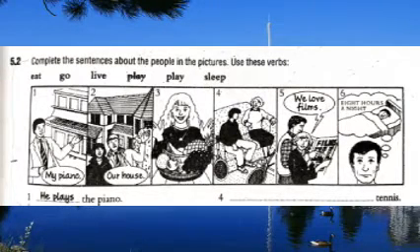Yeah. So here you have a picture, and what you're supposed to do is complete the sentences about the people in the picture, using the verbs that are given to you. Eat, go, live, play. Play is written twice. One is already done for you. Sleep. So the first one is, he plays the piano.